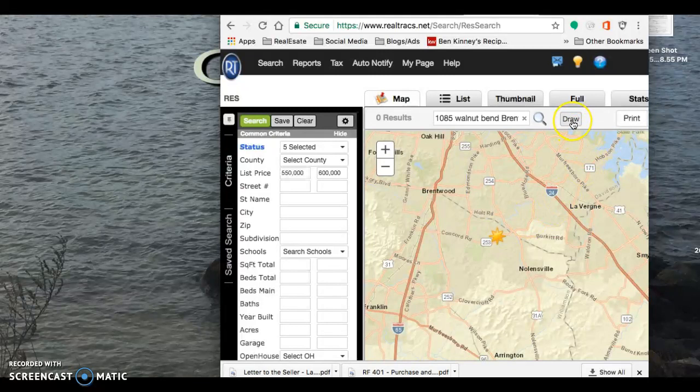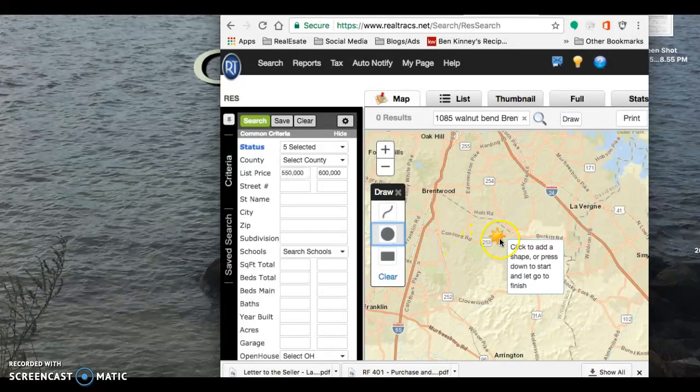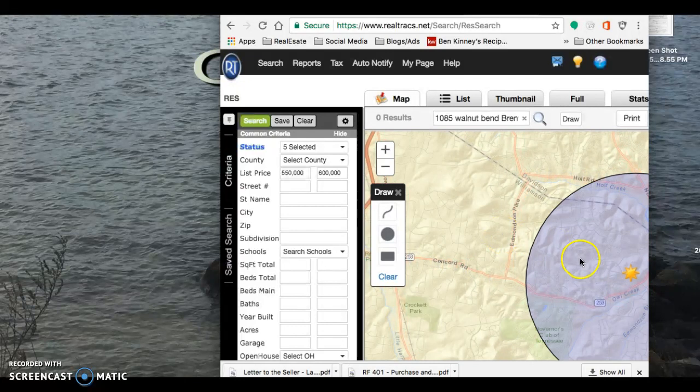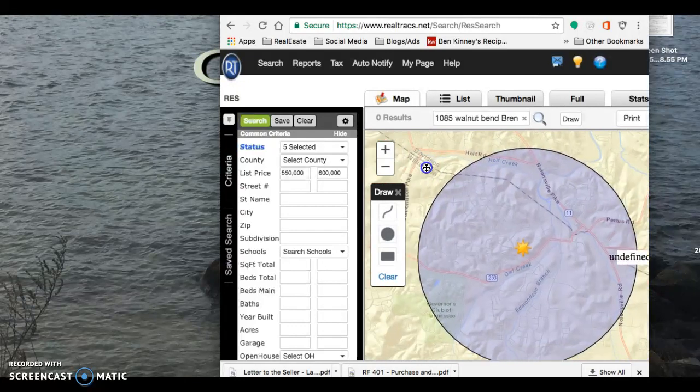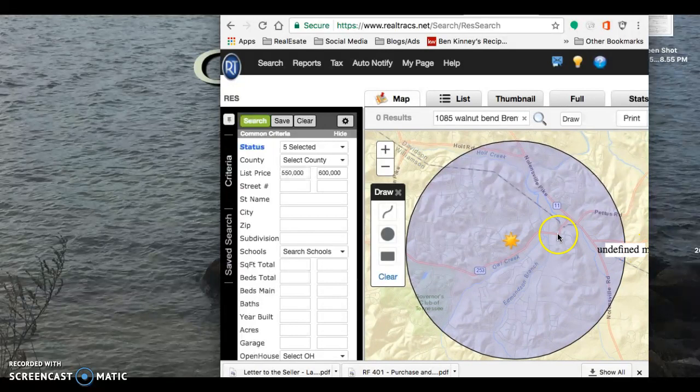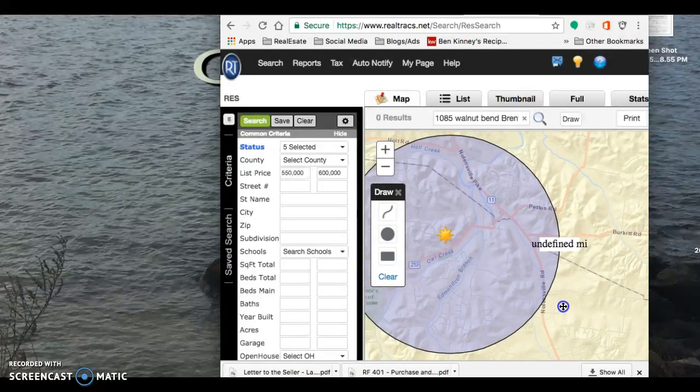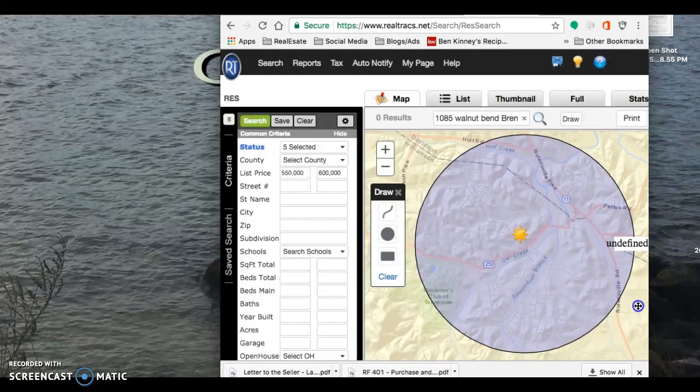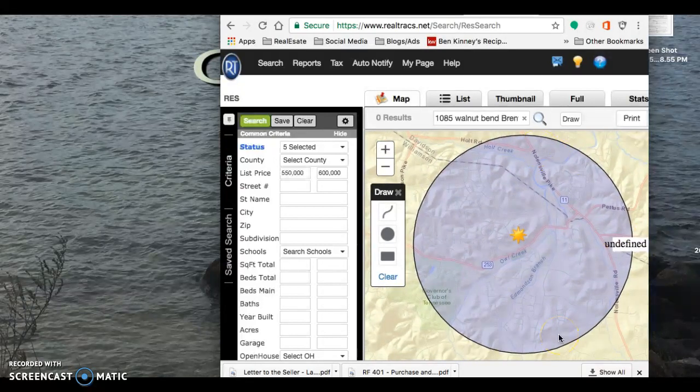And then you'll want to do a mile radius, or we might do a 2-mile radius. So this is the radius, this is to draw, and this is a rectangle. So we'll do the radius, and you have to click on the star around the property. You can move it around. If it was bigger, it would show how many miles, but it's not. We'll just put a mile. I think that one's a mile.